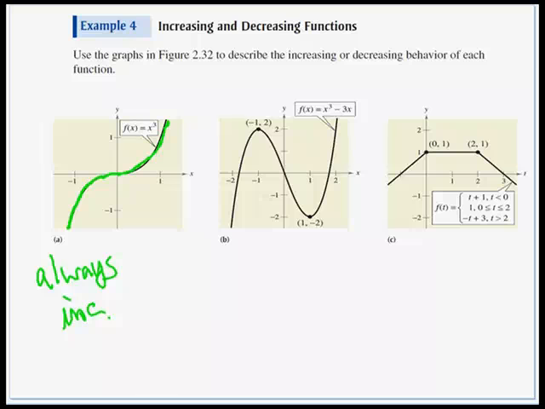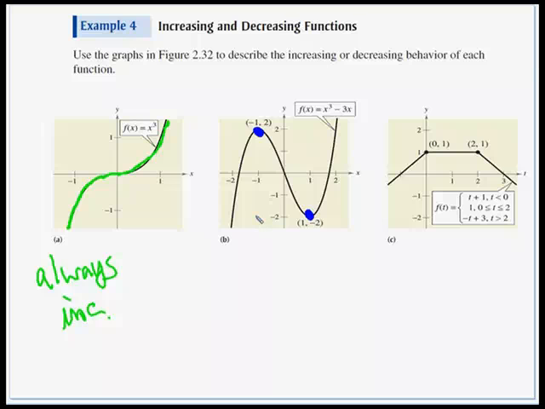All right, let's look at the next one, letter B, and where we change from increasing to decreasing. Those are the peaks and the valleys, the top of the hills and the bottom of the valleys. So let's find those first. Here we have a top of a hill. Here we have the bottom of a valley, and on those bottoms of the valleys we switch from decreasing to increasing. At the top of a hill we switch from increasing to decreasing.